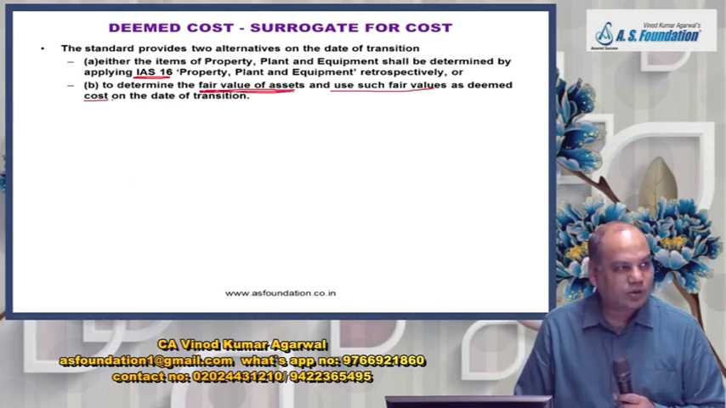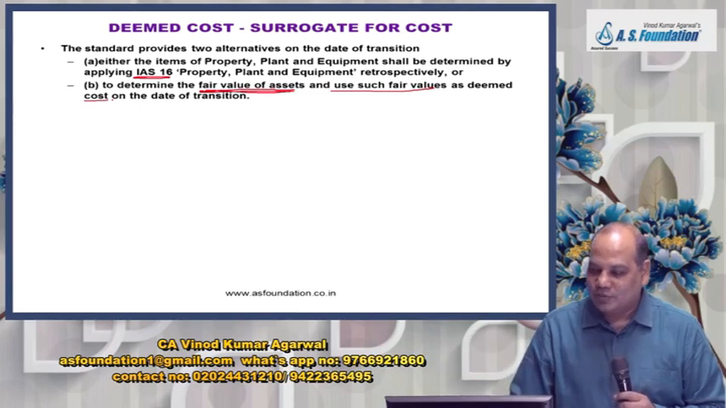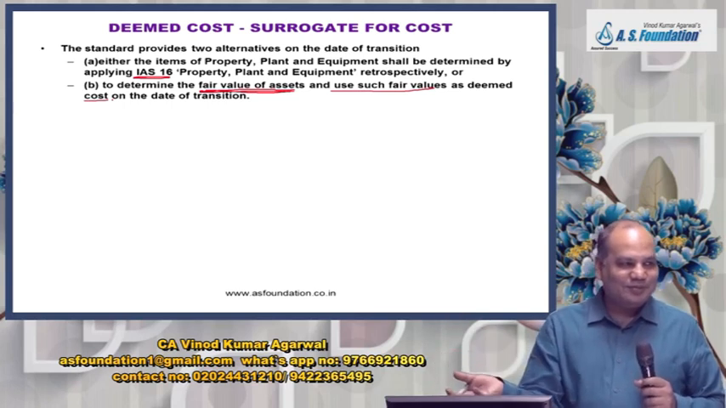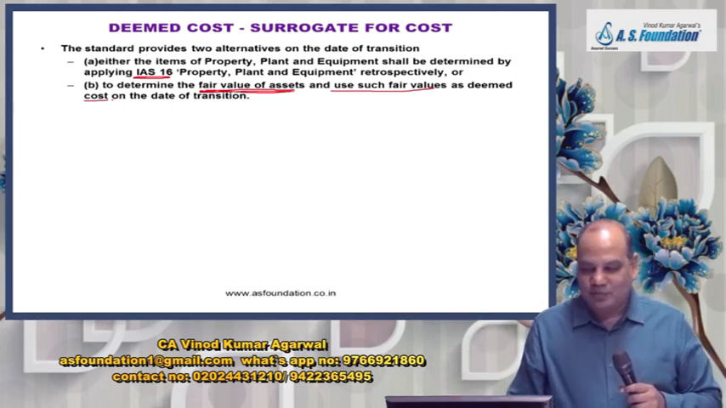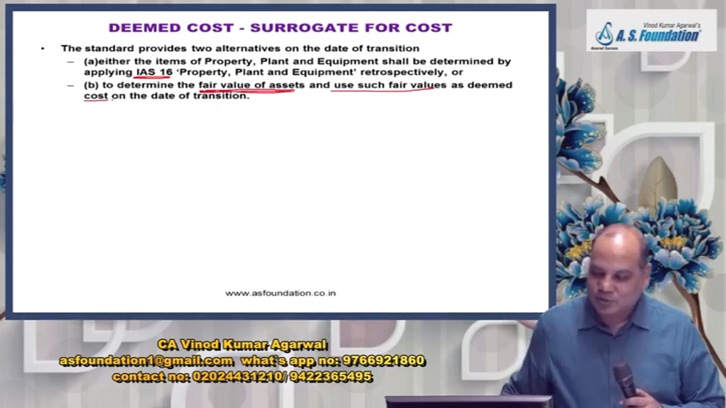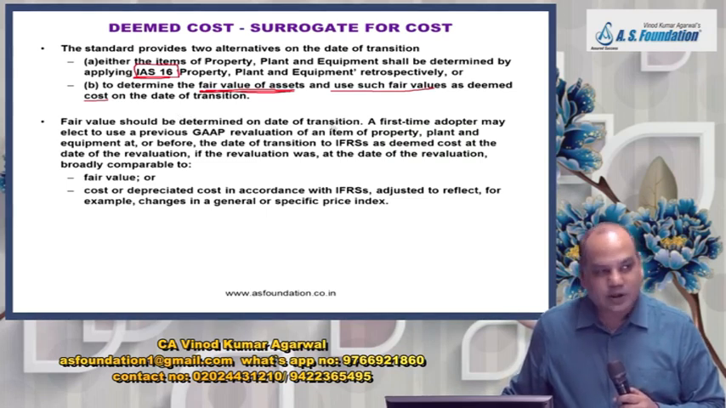In India, there is one more third option. What is the third option in India? Whatever is your carrying amount on that day, based on previous GAAP, that becomes your deemed cost. But here the third option is not there. Either it has to be as per IAS 16 or fair value. Fair value determined on the date of transition becomes deemed cost. Fair value should be determined on the date of transition.